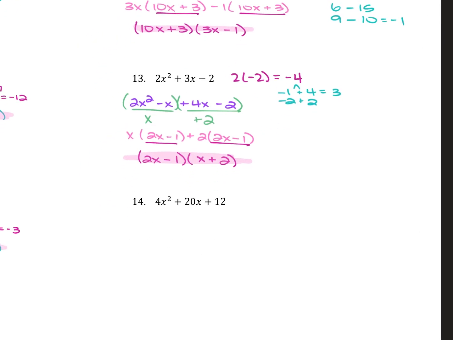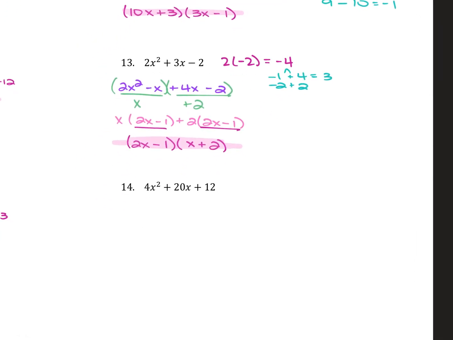For number 14, you have 4x squared plus 20x plus 12. This one's a little different than the rest of them because with this one you see that you have a 4, a 20, and a 12, and you have a common factor between those three numbers. Your greatest common factor between 4, 20, and 12 is 4. So you can start this one by dividing out that greatest common factor of 4. That's just going to leave you with 4 times x squared plus 5x plus 3.